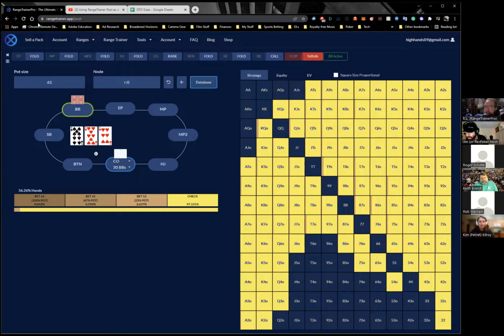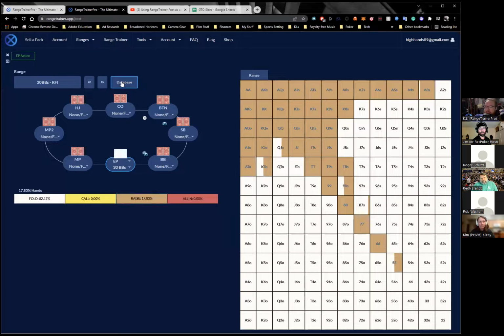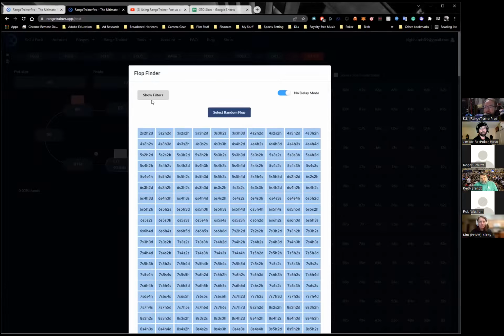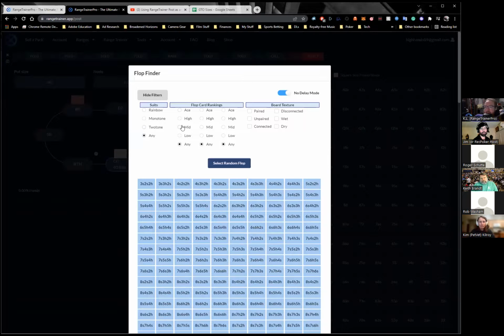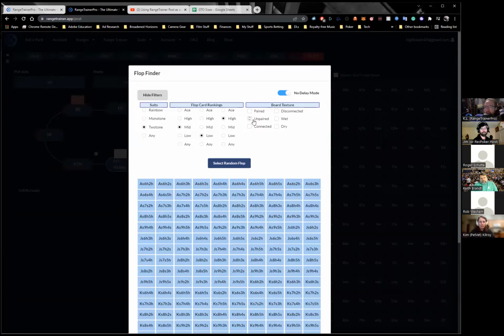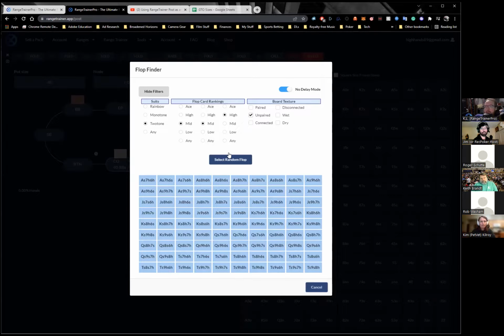And then the last thing is, if you want to, you can have more than one tab open. Oh, and you can flip between them. Hey, I want to look at 30 big lines and 40 big lines. I don't remember what I picked. I think it was cutoff versus button. We'll do that. So mid high. So now it's going to do 10 high and above two-tone unpaired boards.